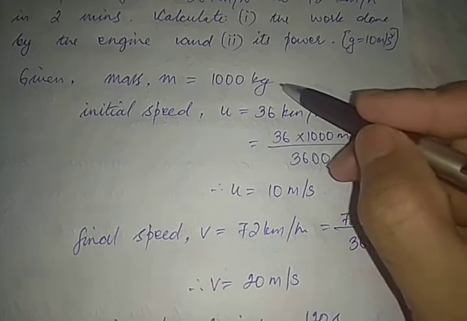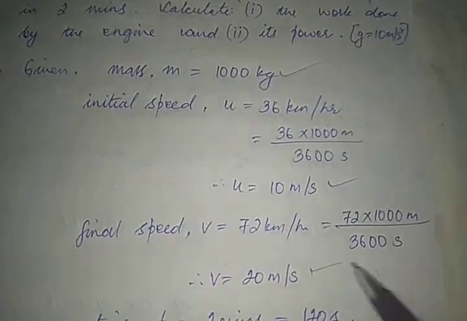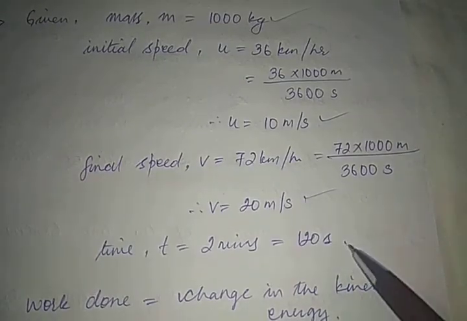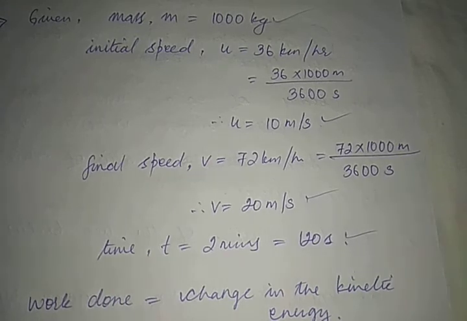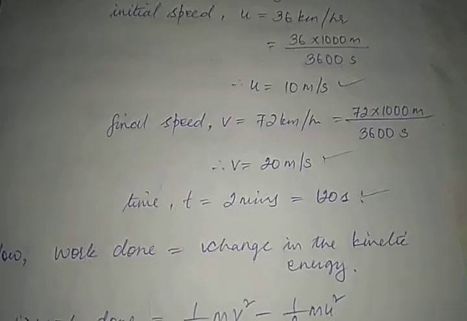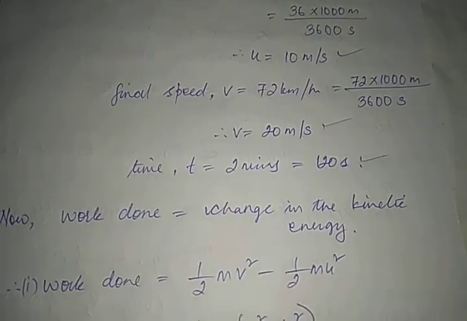This is 1000 kilogram in SI, this is in SI, this is in SI. Okay, the final velocity or final speed, and the time is also in SI now. Now we've converted all of the units to the same system of units, which is SI in this case.